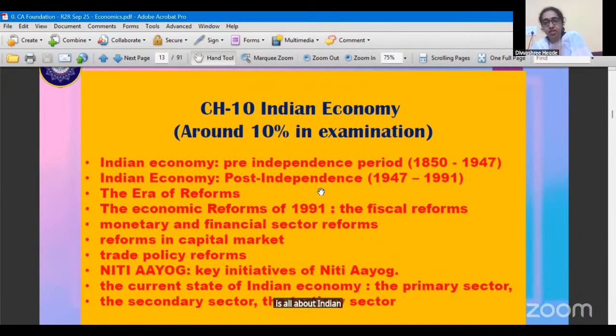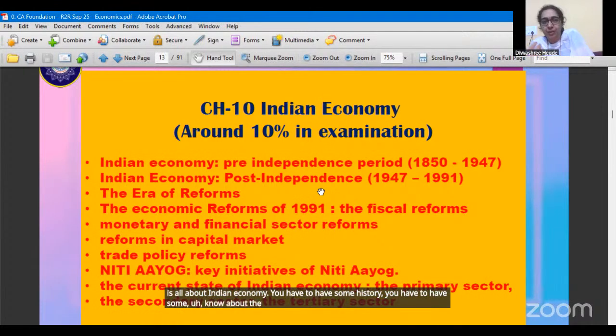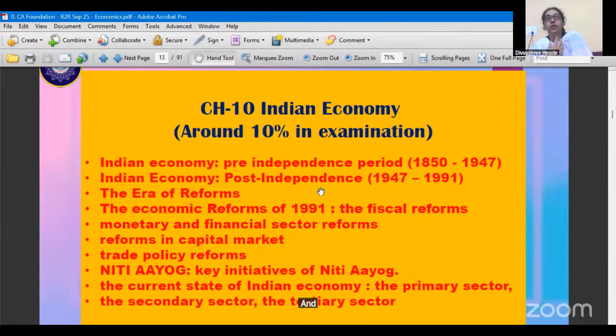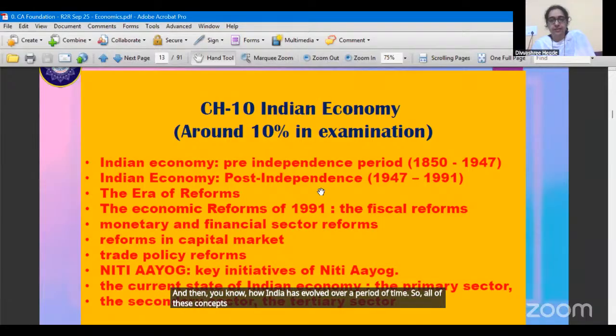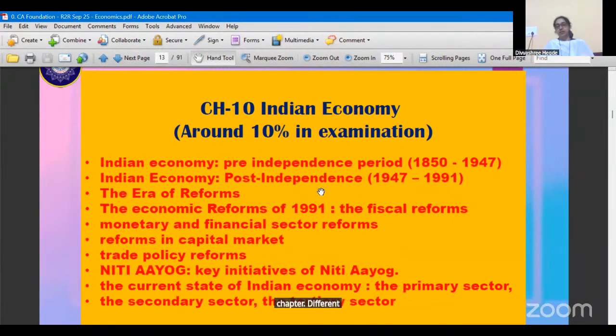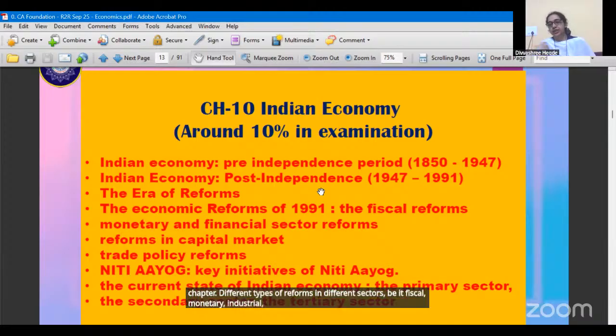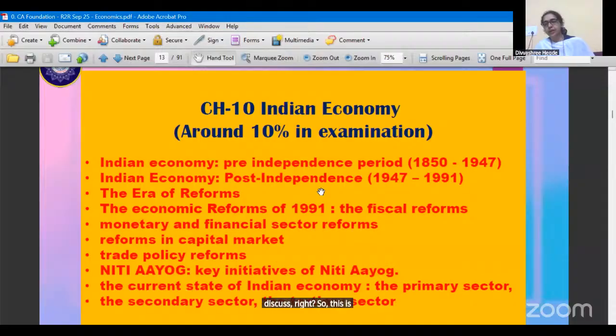You have to have some history, you have to have some knowledge about the current programs, and then how India has evolved over a period of time. So all of these concepts were discussed in this chapter. Different types of reforms in different sectors, be it fiscal, monetary, industrial, agriculture, service sector, trade, all kinds of reforms we did discuss, right? So this is the overall overview of the syllabus of business economics at a foundational level.